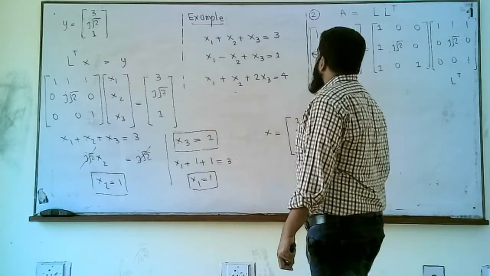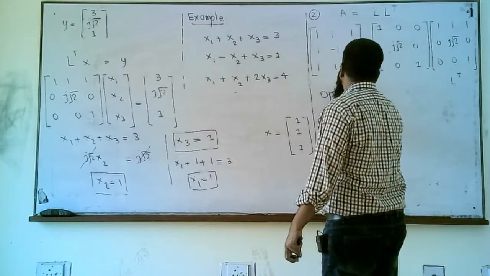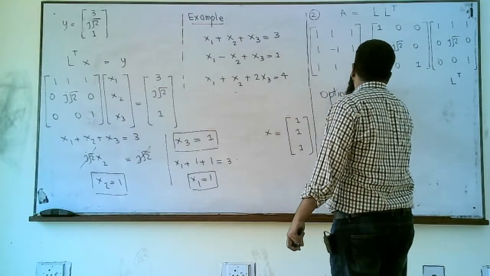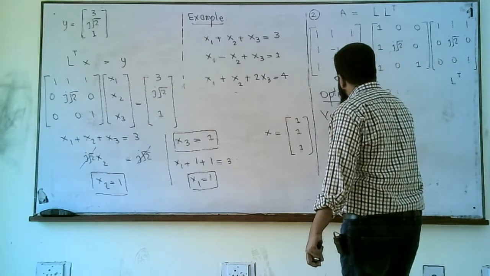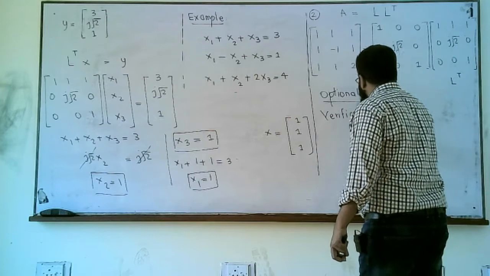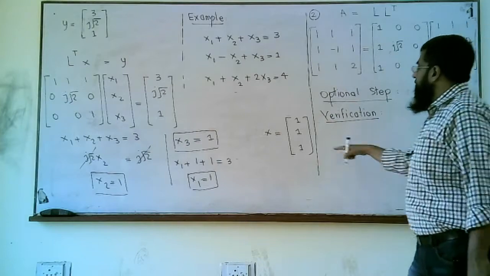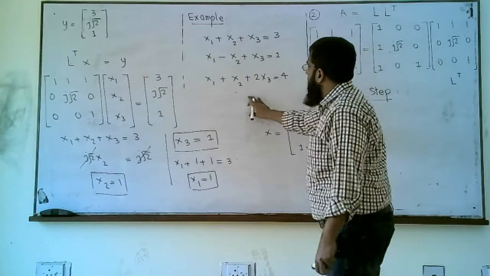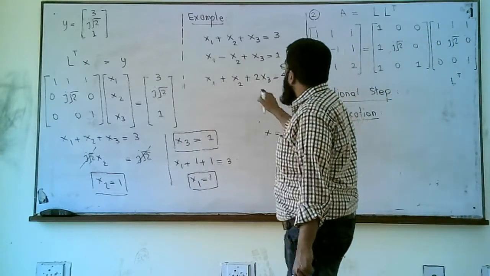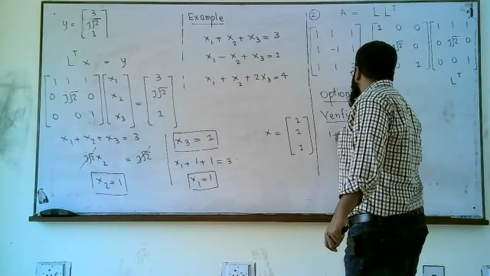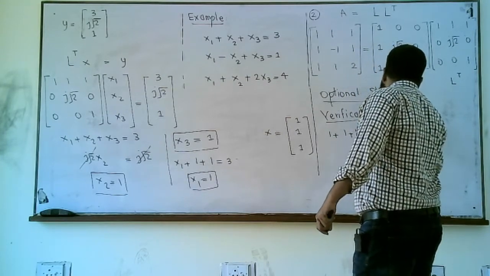Great. Right. So the last optional step is verification of your answer. We're going to verify whether these values are correct, whether they satisfy these three equations, and if they do, this means this answer is correct. Right, so let's plug these values in. 1 plus 1 plus 1 is 3. That is the right hand side, so it satisfies the first equation.